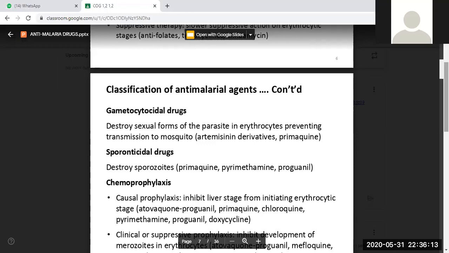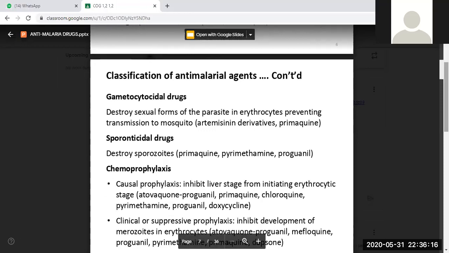Then we have the sporonticidal drugs. These ones are going to be destroying the sporozoites, which is the first stage. Just when the mosquito comes in for a blood meal, when you give these sporonticidal drugs, they take care of the sporozoites, meaning they are not going to infect the hepatocytes. Examples we can give here are primaquine, pyrimethamine, and proguanil.